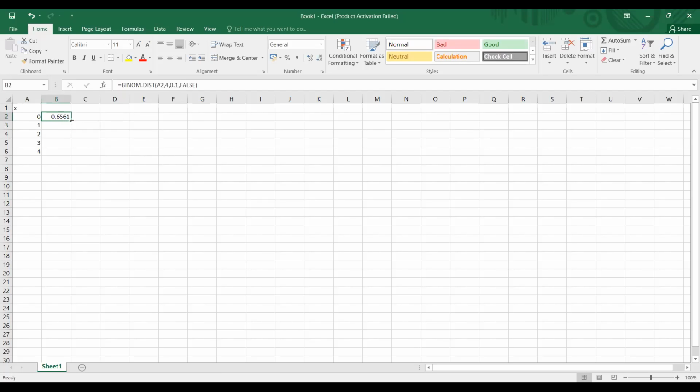0.6561. This can be generated for the rest of the values. So you can see the different values of the probabilities.